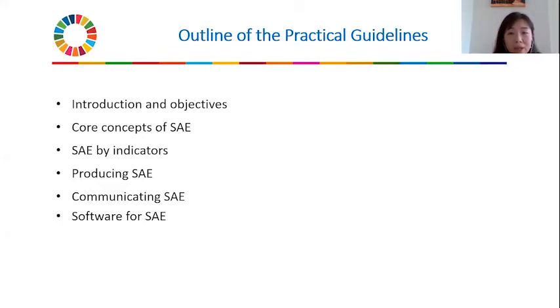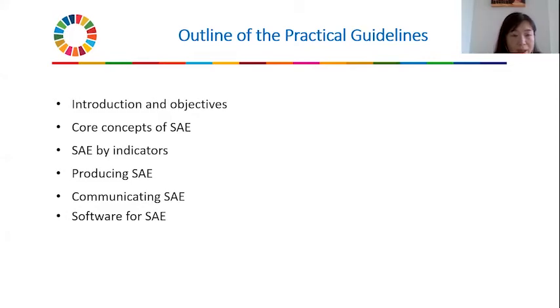The main outline of these practical guidelines includes the introduction and objective section, and the core concept of the SAE section, which is to answer the questions why and when to use the small area estimation method, and furthermore it gives a brief introduction of the core idea and concept of small area estimation. The section on SAE by indicators will collect case studies that describe applications for various indicators using different models. The section on producing SAEs describes a framework for the production of the small area estimates that is used to explain the various steps to produce the estimates.